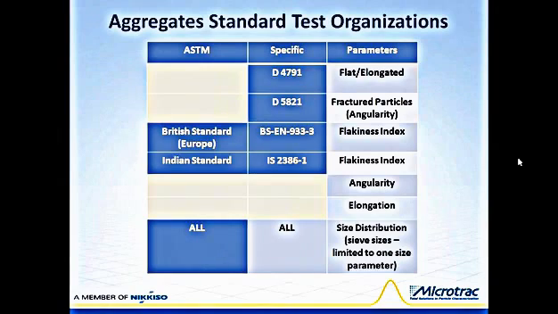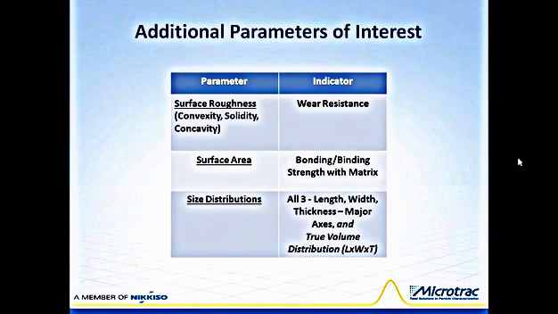And all three standards list their own but very similar required size distributions as measured on standard sieve size parameters. Additional aggregate parameters are being evaluated and in some cases used by industry, including surface roughness, surface area, and sizes for all three major axis dimensions: length, width, and thickness.